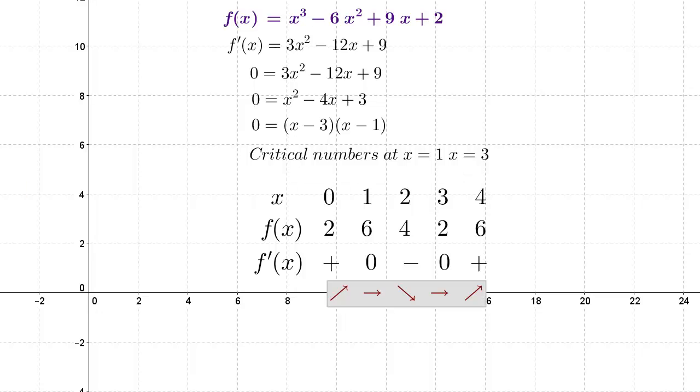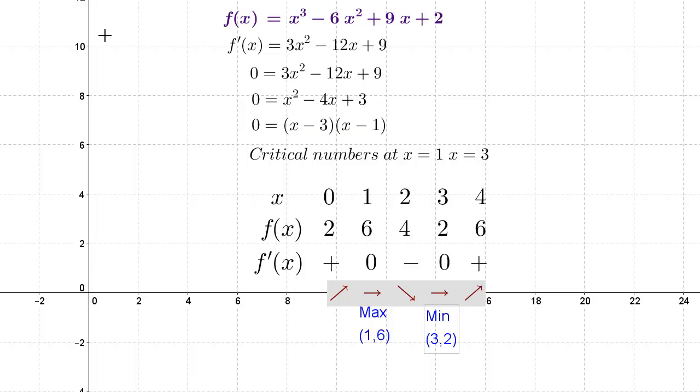And if we draw those arrows to help us picture what's going on here, that gives us a good view of what's going on in this function. And since we see this pattern increasing, constant, decreasing, we know at this point right here, (1, 6), we have a local maximum. Since we also see this pattern decreasing, constant, increasing, at this point (3, 2), we know that point is a local minimum.